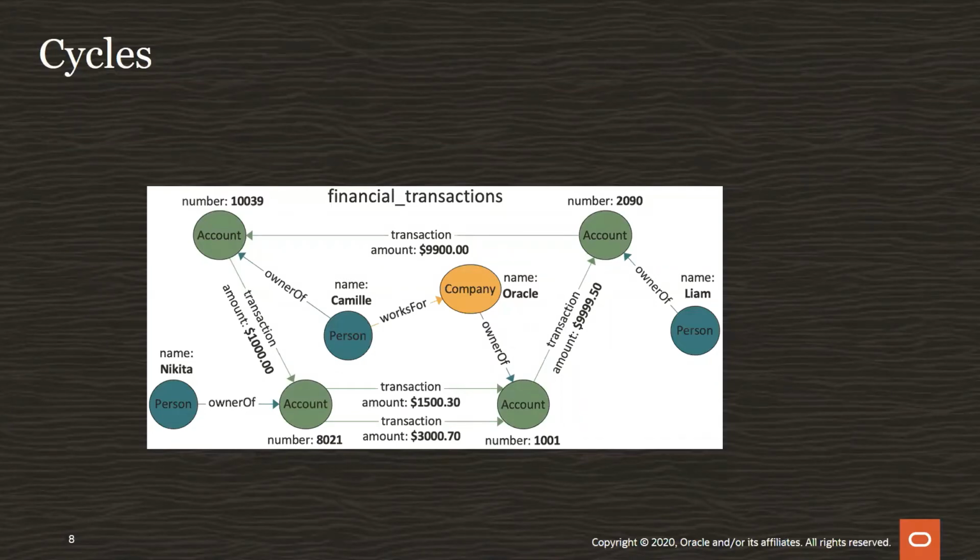So the money basically comes back to the same person. Now it could be possible that Nikita will be transferring a different amount to Camille, who is the owner of account 1001, using a different account, or account 10039 may be making a different financial transaction to 8021 through a different account as well.